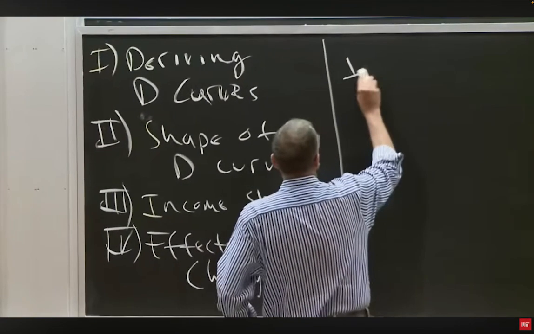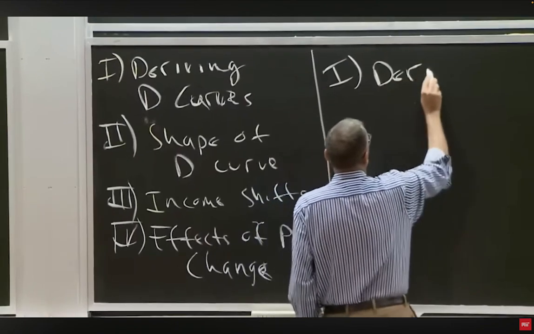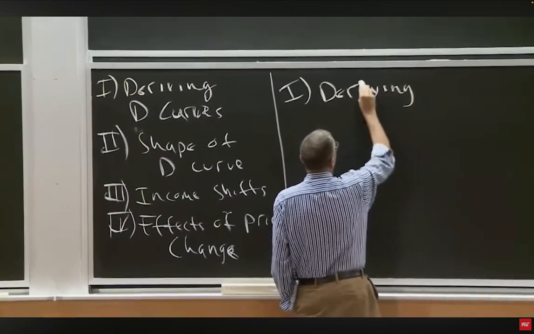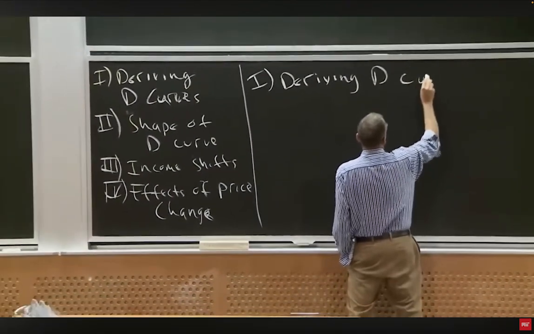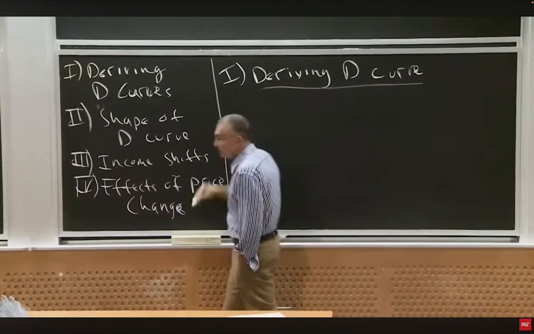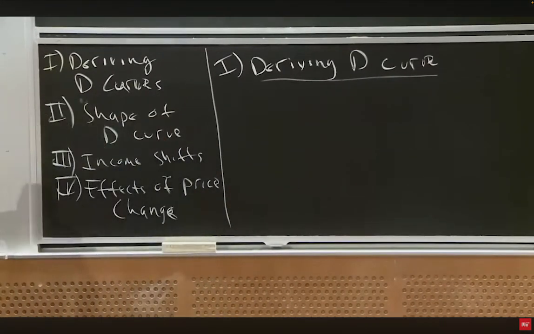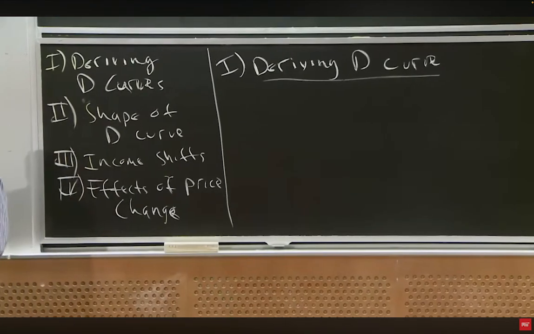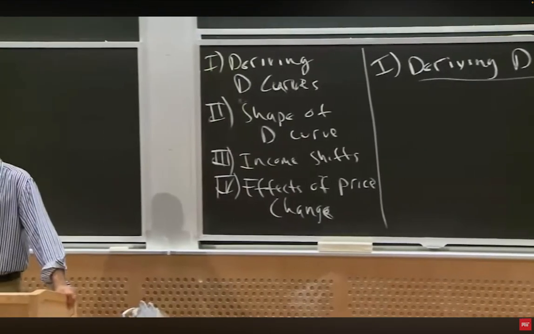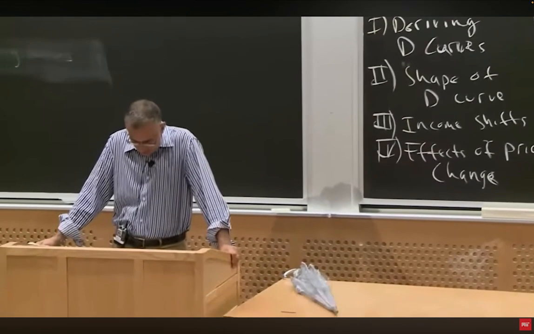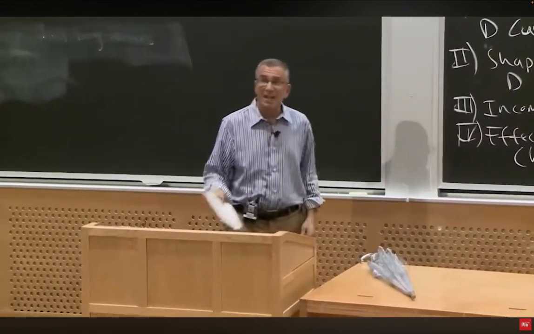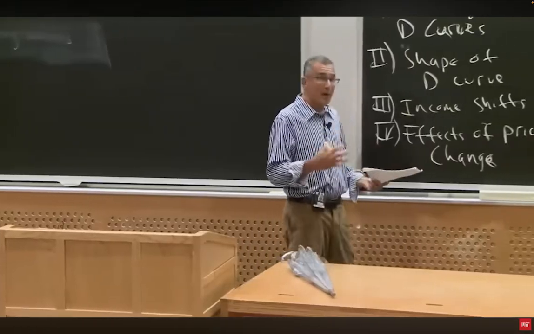Okay, so deriving a demand curve. Basically, a demand curve, as we said in the first lecture, is the relationship between the price charged for a good and the consumer's desired quantity of the good. So what we'll do is return to the example before and show you where that comes from.